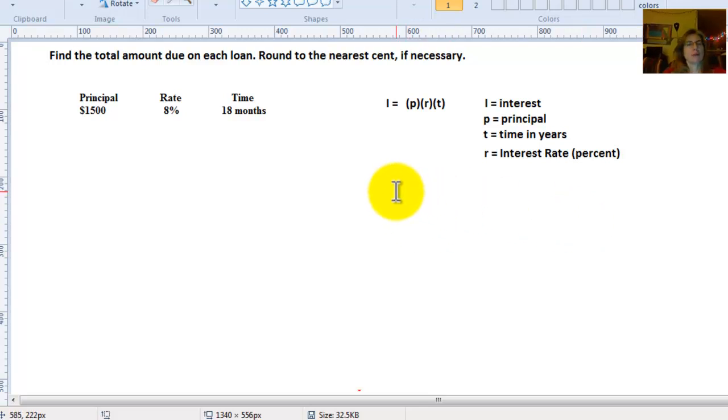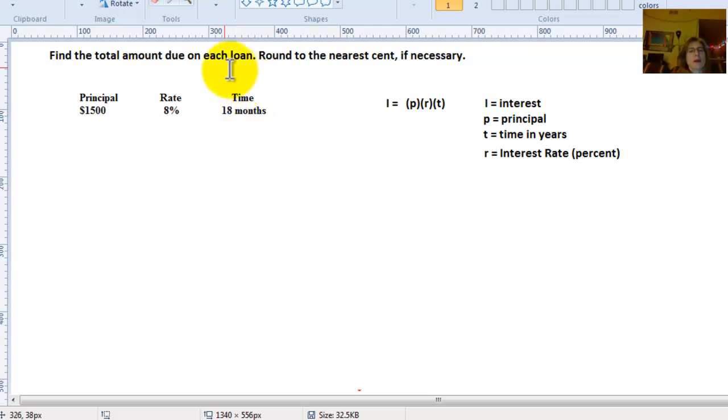Alright, here's an example of the principal, rate, and time, or an interest problem. So you're given principal, rate, and time, and there is this equation. You'll have to know this equation for the test: the interest equals the P, principal, times the R, which is the rate, times the time, and the time in years. They give the time in months here, but we have to think of it in terms of years.